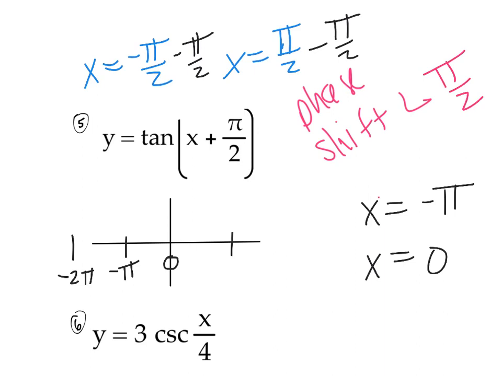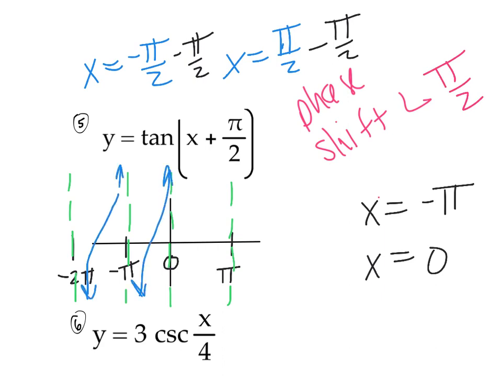Where else do I have one? At positive pi. For tangent, how many snakes do I need? How many asymptotes? 4 asymptotes, 2 snakes. Tangent is increasing or decreasing? Increasing. So there's your snakes.